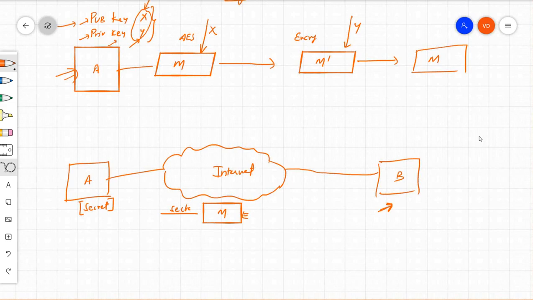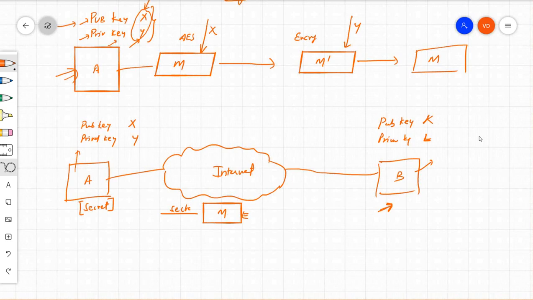So for that, I will be generating two more numbers at both the sides. For A, I will be having two numbers, public key and private key. These are just numbers, guys. Suppose this is X, this is Y. Similarly, I generate the numbers here also at B. Public key, suppose this is K, and private key, suppose this is L.